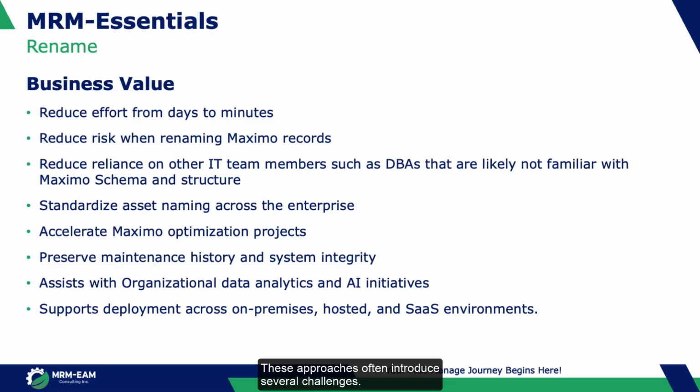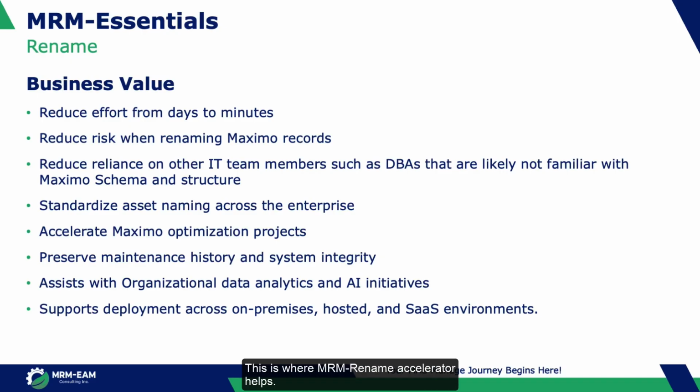These approaches often introduce several challenges. They limit the visibility into impacted records, introduce risk of missing dependencies, require high effort for bulk updates, lack audit execution and logging, and impose operational risk when changes are made directly to the database. As a result, many organizations simply avoid renaming records, even when they know the data needs correction.